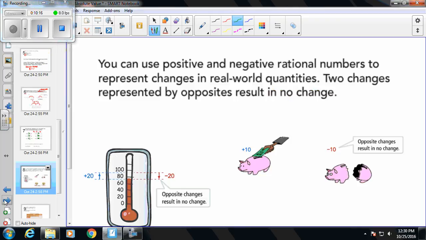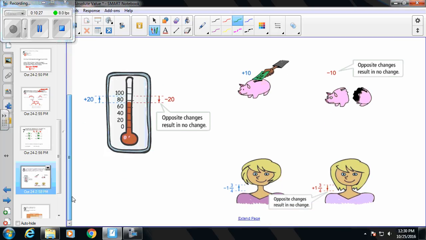Now, we can use positive and negative rational numbers to represent changes in real-world quantities. Two changes represented by opposites result in no change. For example, we start the morning out at this temperature here, we rise 20 degrees, but by nightfall we fall back down 20 degrees and we're right where we started. Technically, no change. I put $10 into my piggy bank and then I take $10 out of my piggy bank.